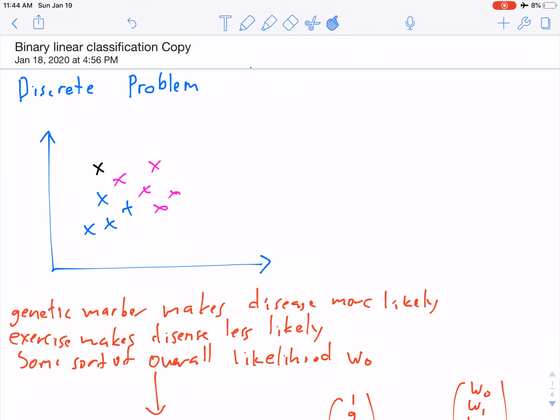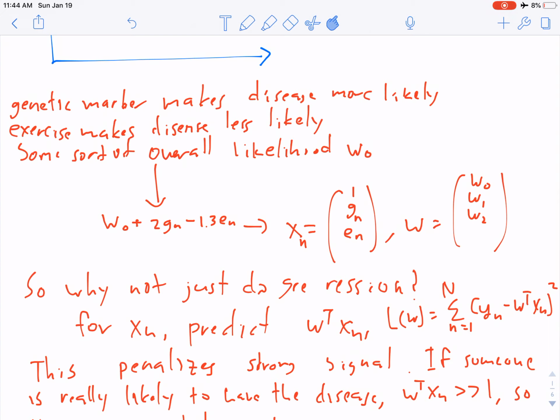So in the spirit of linear regression, the first thing that we might do is, maybe we know certain things like genetic markers make the disease more likely and exercise makes the disease less likely, and there's some overall likelihood if we knew nothing about a person, W naught, that we would predict. This is how likely they are to have the disease. And so we can put that all together in a linear formula. So we'll have our W naught, and then we'll add some coefficient times the genetic marker because we think that makes the disease more likely. And then we'll subtract some coefficient times how much they exercise in hours per day or something like that, because we think that makes the disease less likely.